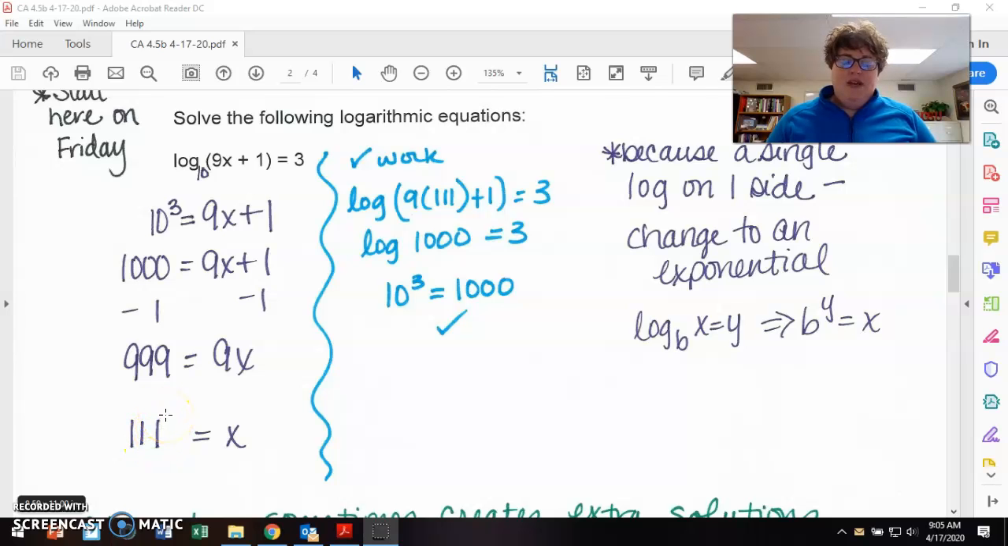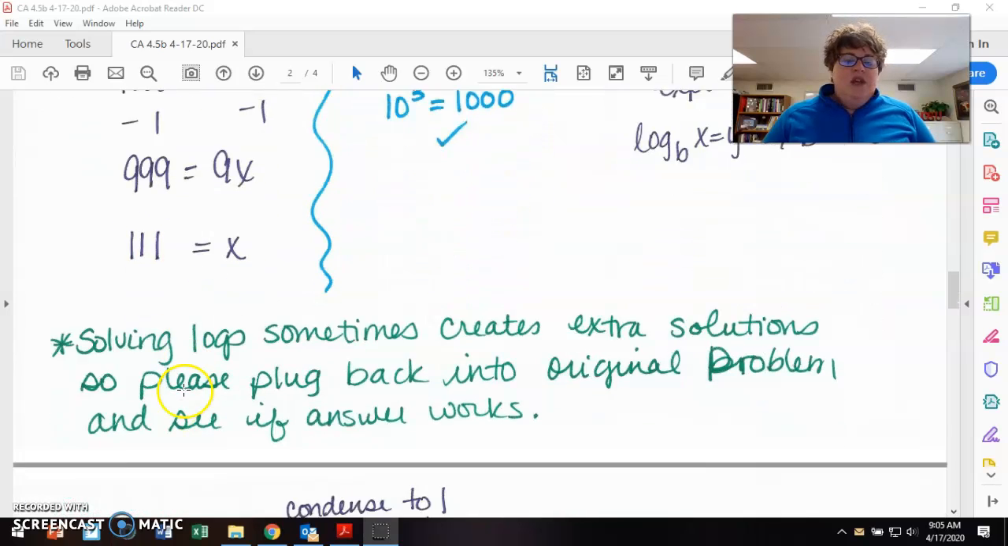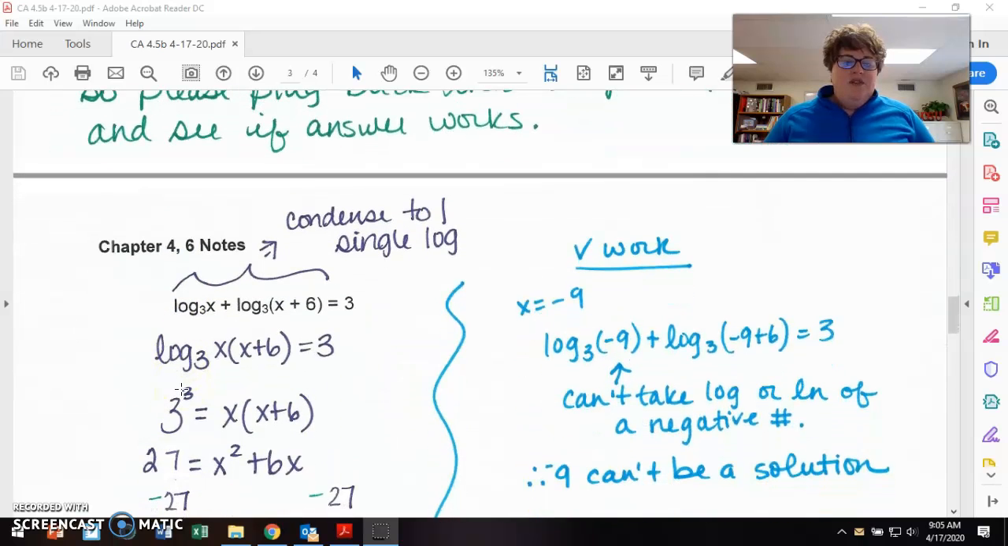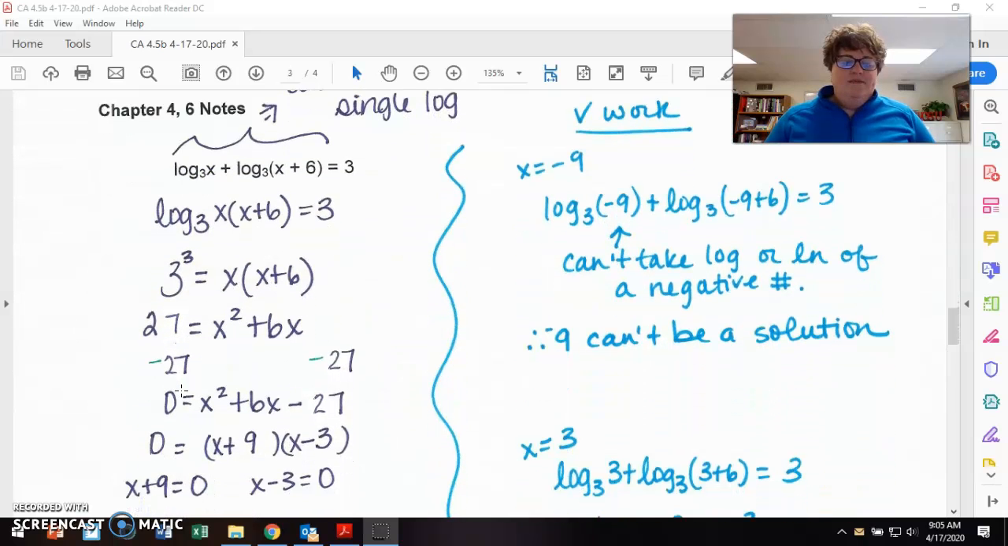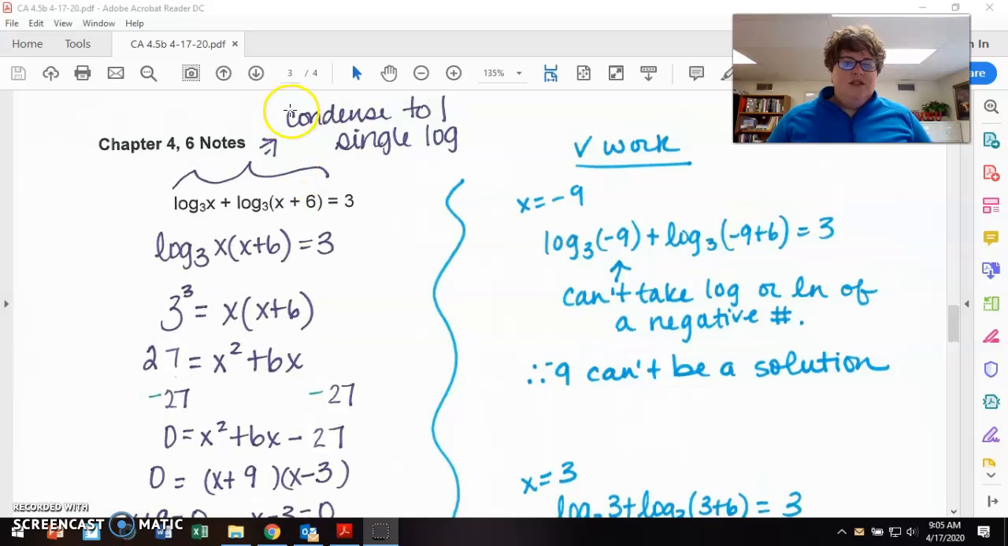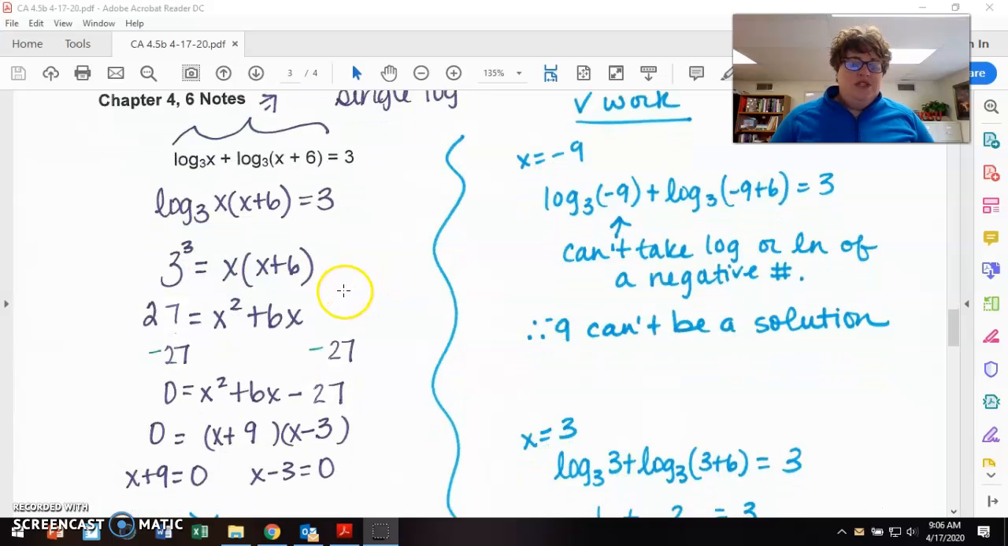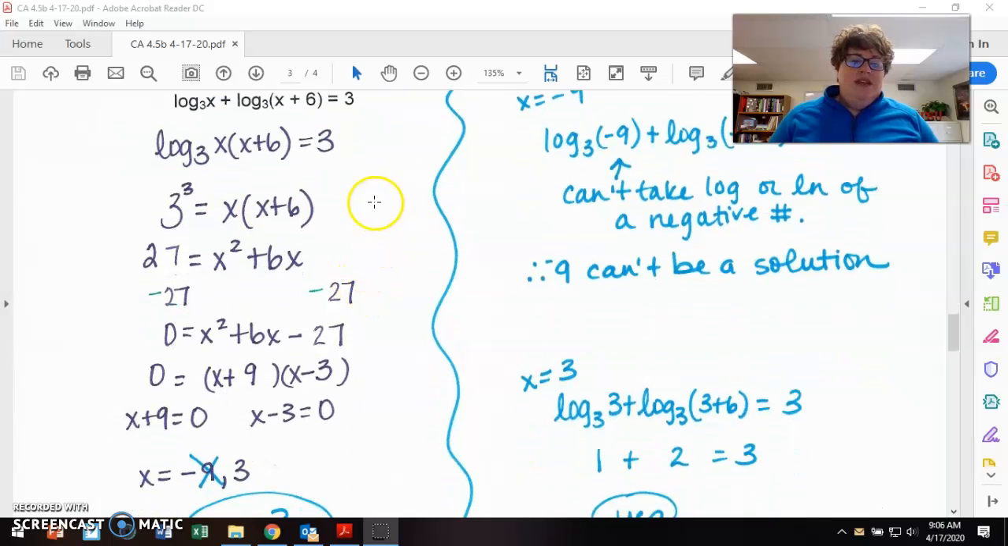So again, let's just plug it back in and see if it works. Now, if you'll notice here, we have logs going on one side. And because there's logs going on one side, we can condense them into a single log. So again, it's separated by addition, so condense it back with multiplication. So I have a single log on one side. So then I can do the same idea as change it to an exponential. And then once I change it to an exponential, get everything to one side, and I have something that's quadratic.